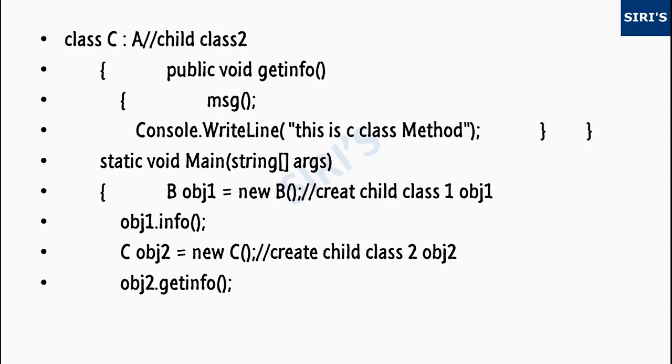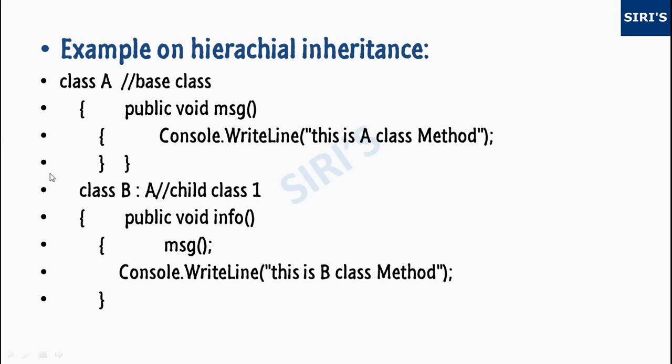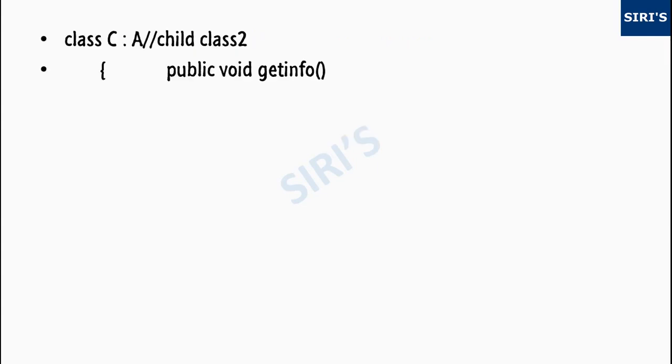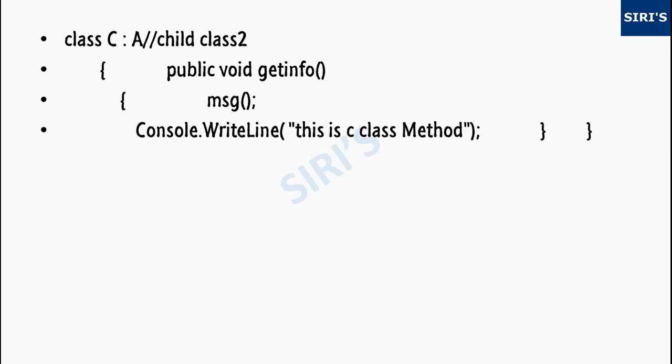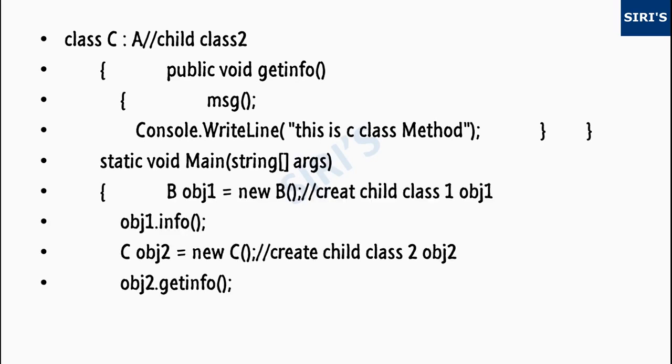If you see the above code here, class B is inherited from class A, right? In this also, class C is inherited from class A, not from class B. That's how hierarchical inheritance works.